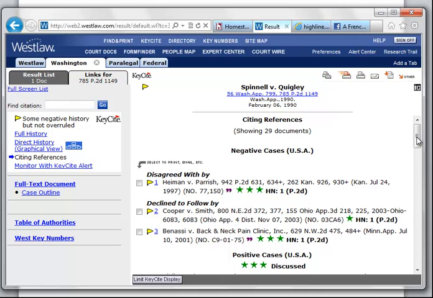There's no subsequent case, and there's no Washington case saying something negative about it. So it's still good law.